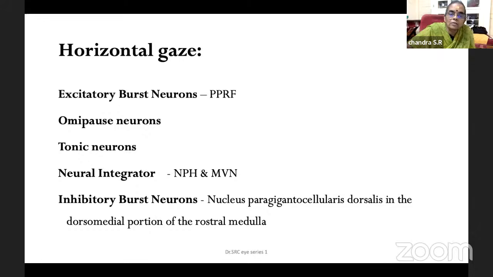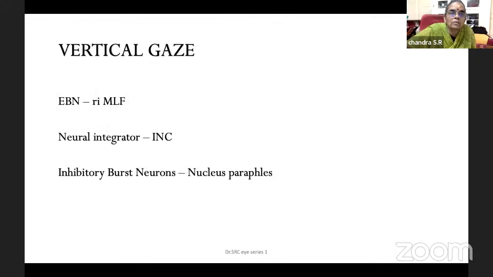And the inhibitory burst neurons are seen in the nucleus paragigantocellularis dorsalis in the dorsomedial part of the dorsal medulla, and that produces inhibitory burst to the opposite muscles. We saw the pairing of muscles. So antagonistic muscle is inhibited by the inhibitory burst neuron. Then you have got vertical gaze, which is excitatory by the rostral interstitial nucleus of MLF, and the neural integrator for the vertical gaze is interstitial nucleus of Cajal, and the inhibitory burst neurons for this is in the nucleus paraphilus.